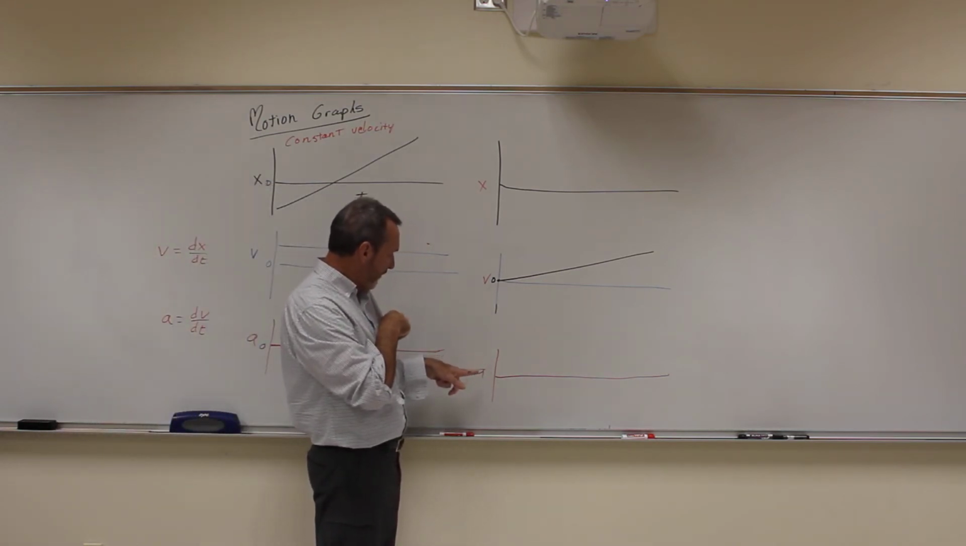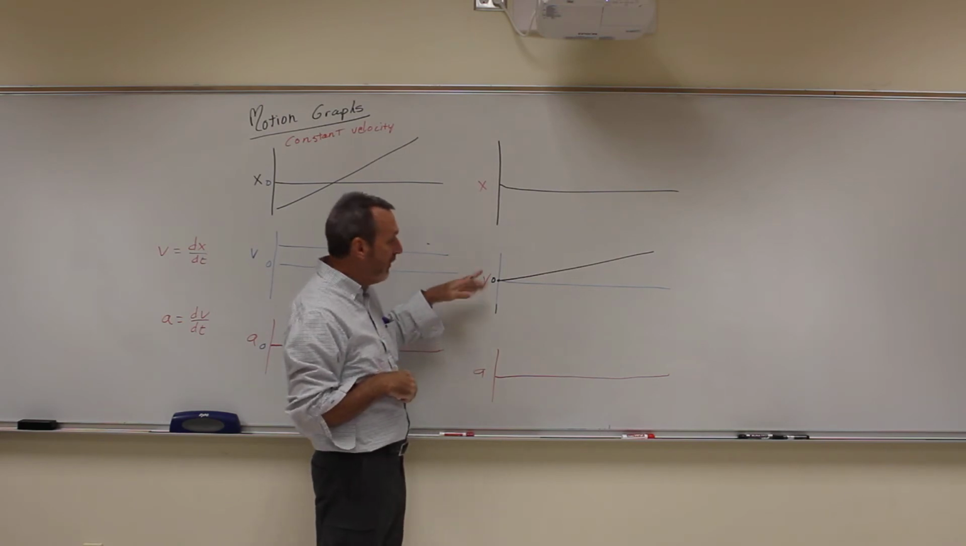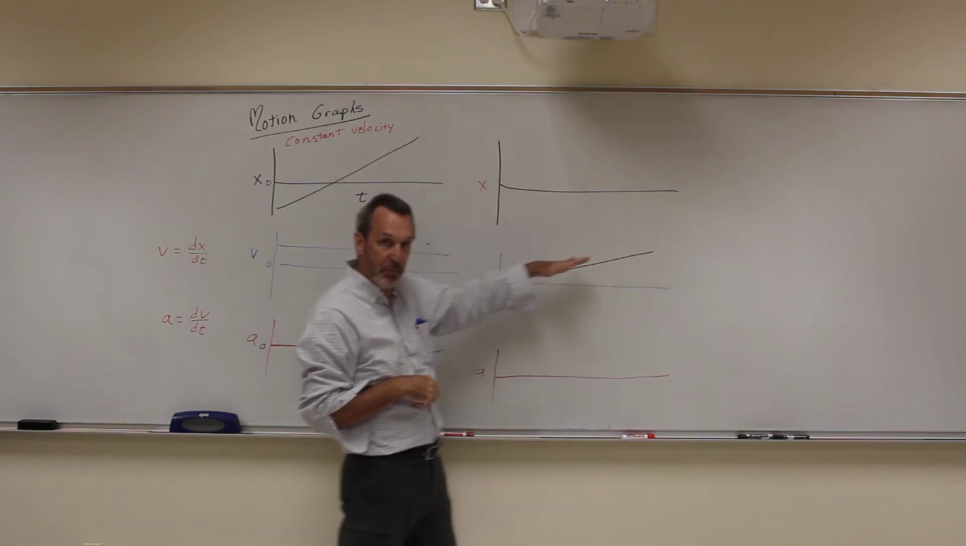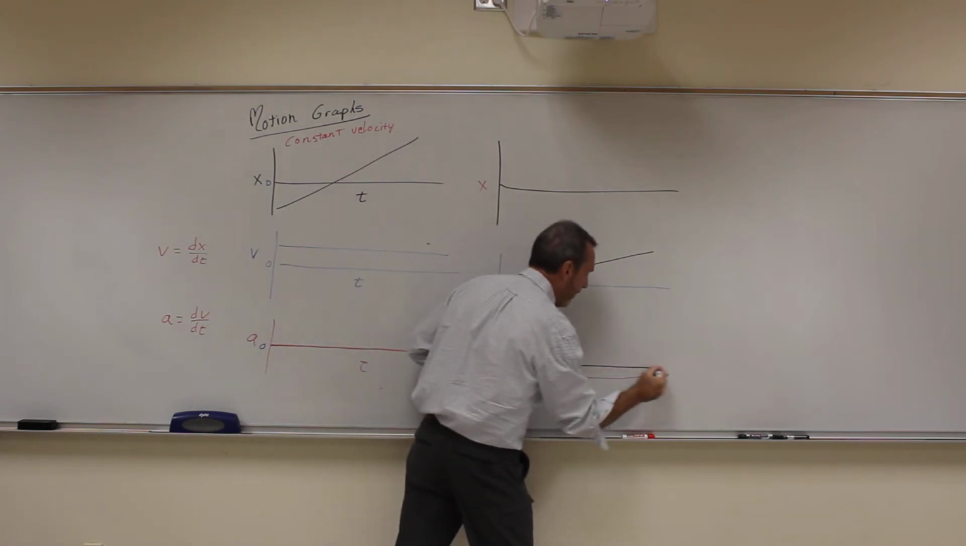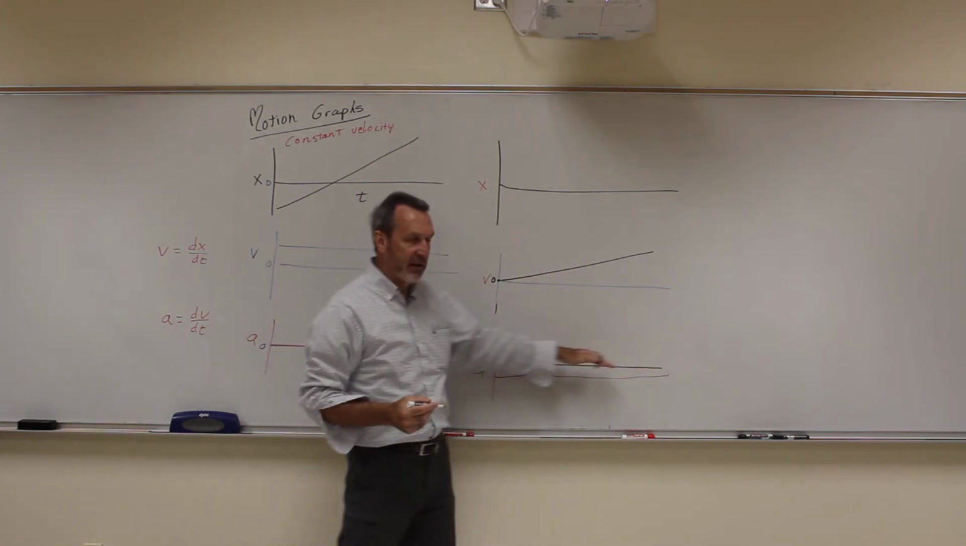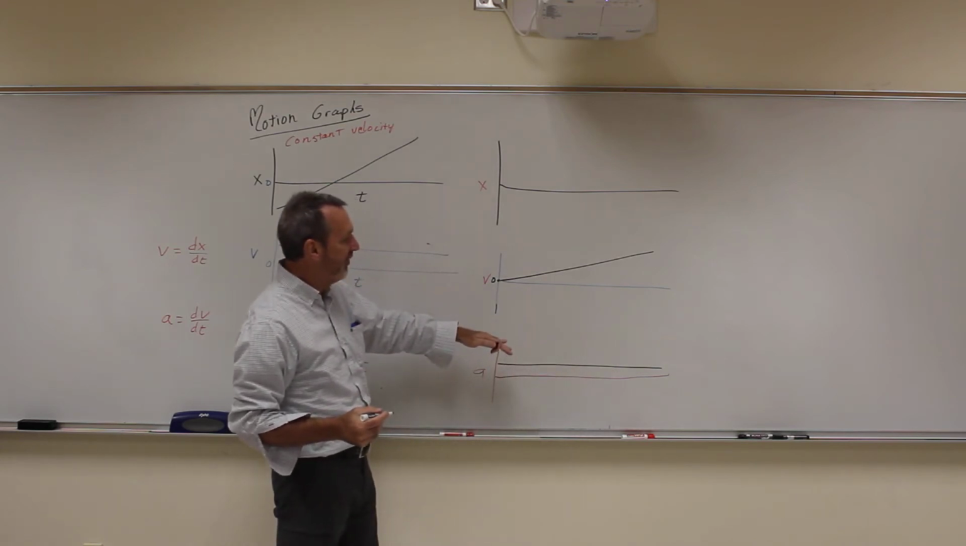Well, the acceleration graph, remember, is the slope of this one. Well, this is now a positive slope, but it's not changing. So this would be a positive line above 0, but constant.